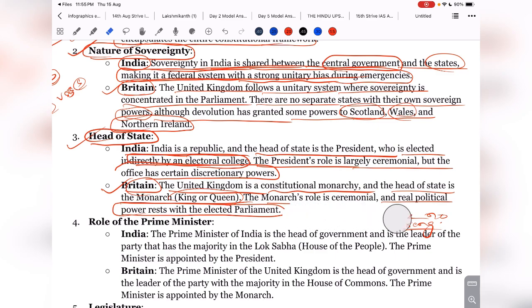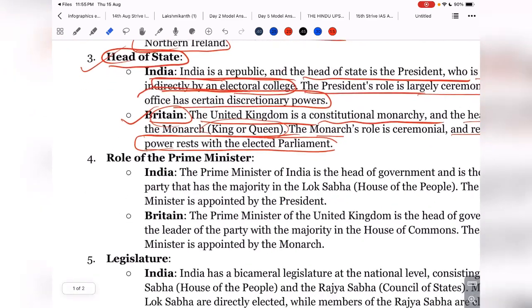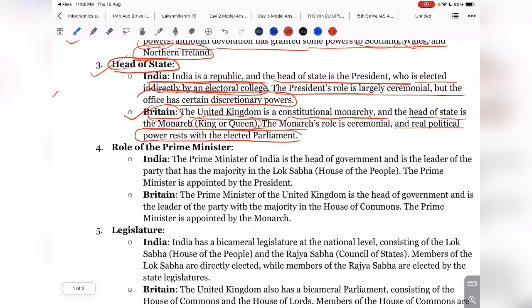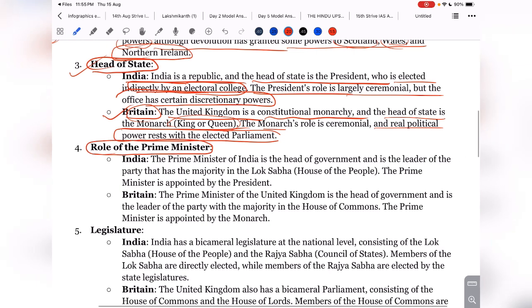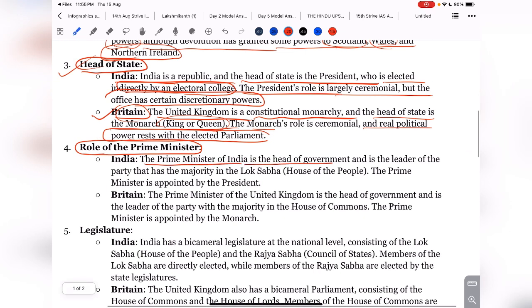Okay. So next is about the role of the prime minister. In India, the prime minister is the head of the government, the head of the party that has the majority in the Lok Sabha, that is the House of People. The prime minister is appointed by the president. In Britain, the prime minister of the UK is the head of the government and the leader of the party with a majority in the House of Commons. The prime minister is appointed by the monarch. Look, here is a difference.